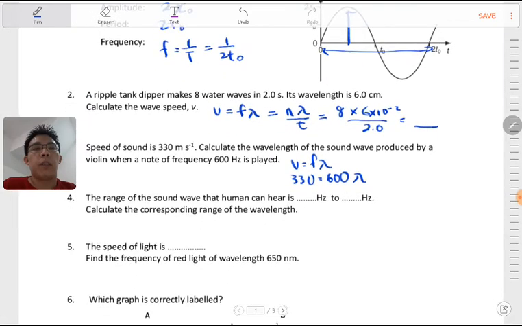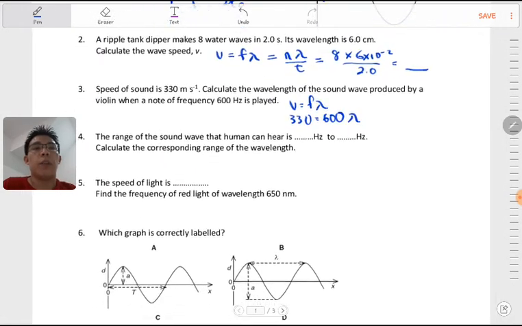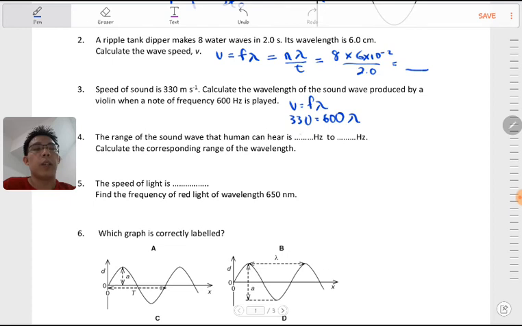Okay, so let's move on. Range of frequency of the sound that humans can hear. This one you have to somehow remember is 20 Hertz to 20 kilohertz. Calculate the corresponding range of wavelength. Here I need to tell you that the typical speed of sound is about 330 meters per second. Then substitute this into the equation for each of the frequencies, and you should be able to find the range of wavelength.